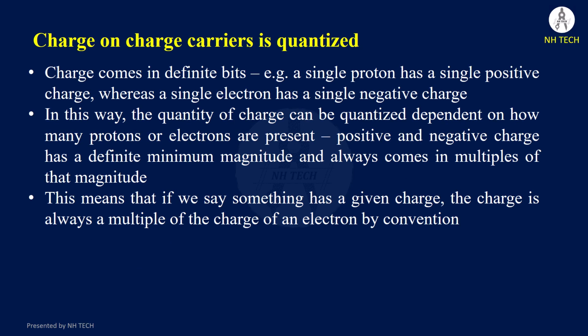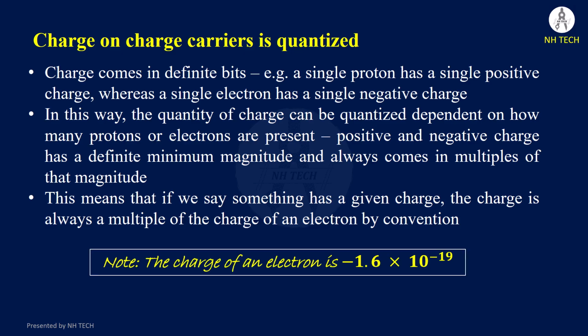In the same way, charge also occurs in steps, not continuously. For example, the charge transferred between bodies is in multiples of the charge of one electron, which is approximately minus 1.6 x 10^-19 coulombs.